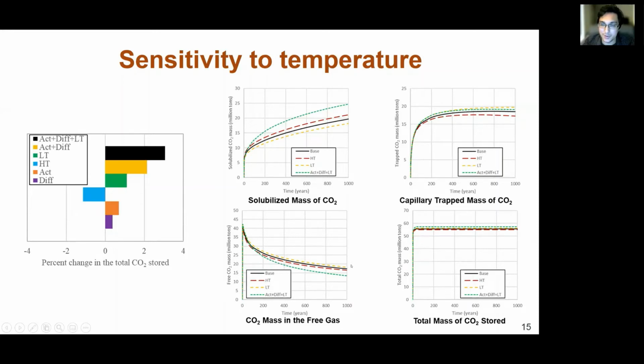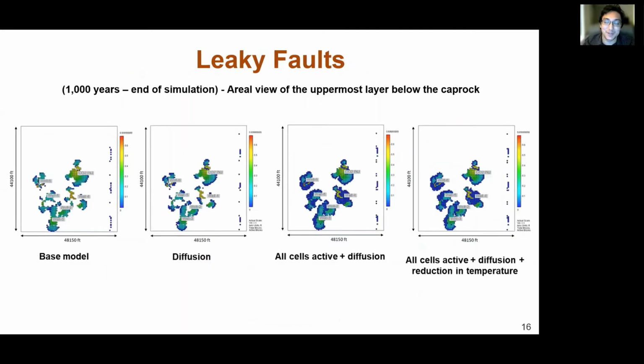If we decrease temperature, then we have more CO2 in the free gas form, and at higher temperature, we would have less CO2 in the free gas form. And here we just test a combination that would give us the best total CO2 stored, which would be all cells active plus molecular diffusion plus a decrease in temperature. Of course, we cannot decrease temperature. That's a parameter from the reservoir.